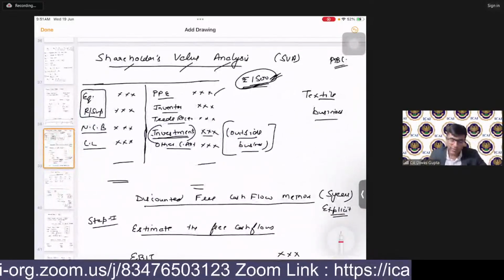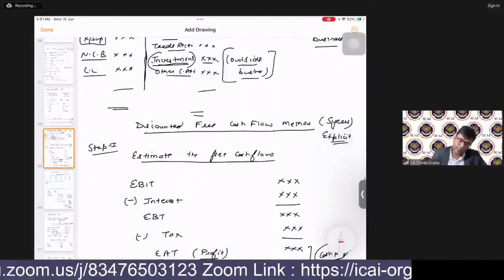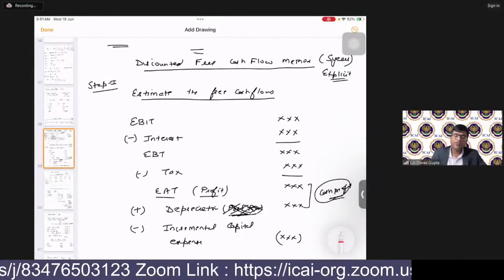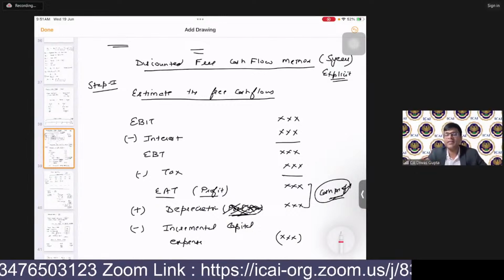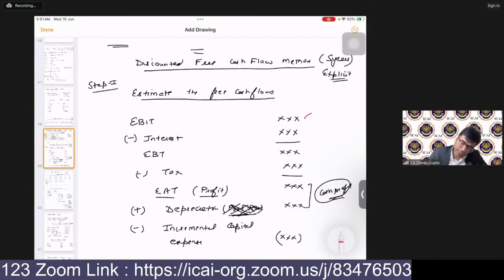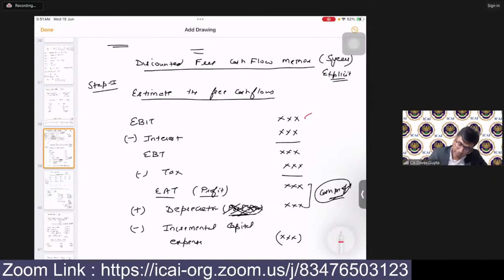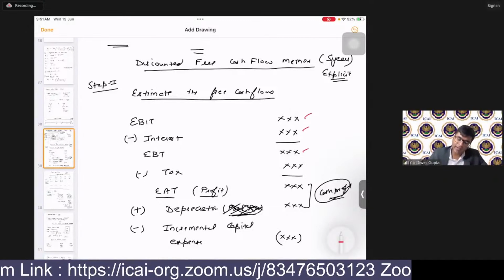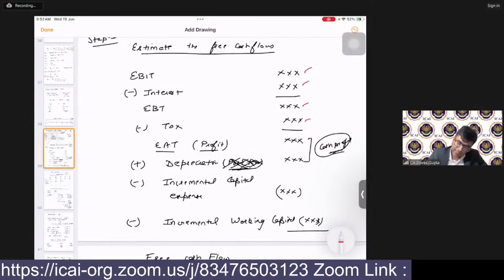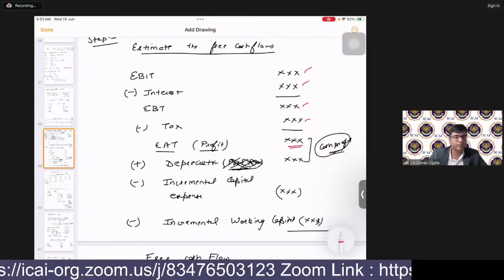Now, shareholders value analysis, students. Perfect. Let's start from here. So, first of all, as we said, in DCF, we have to calculate the free cash flows. Free cash flows will start from EBIT. We will reduce interest here. We will arrive at EBT. EBT minus tax, we will arrive at EAT, earnings after tax, correct?